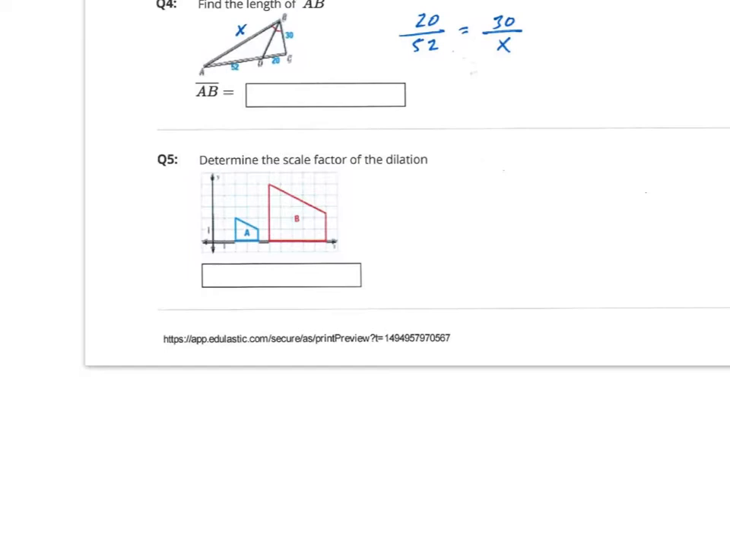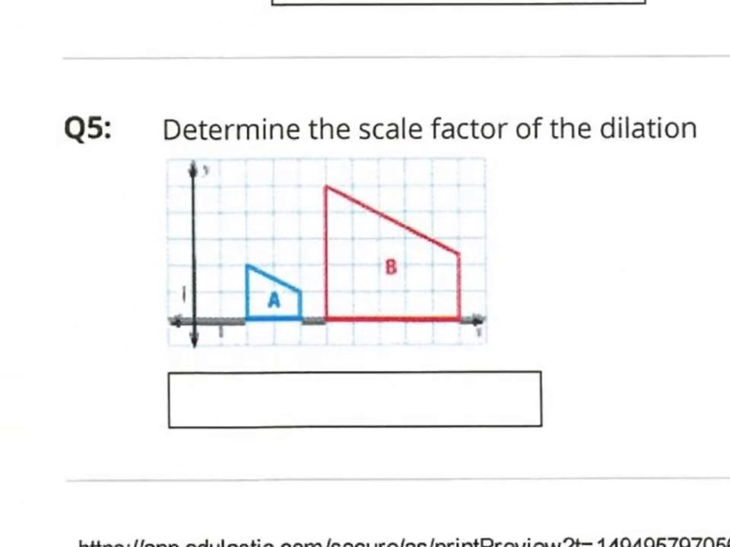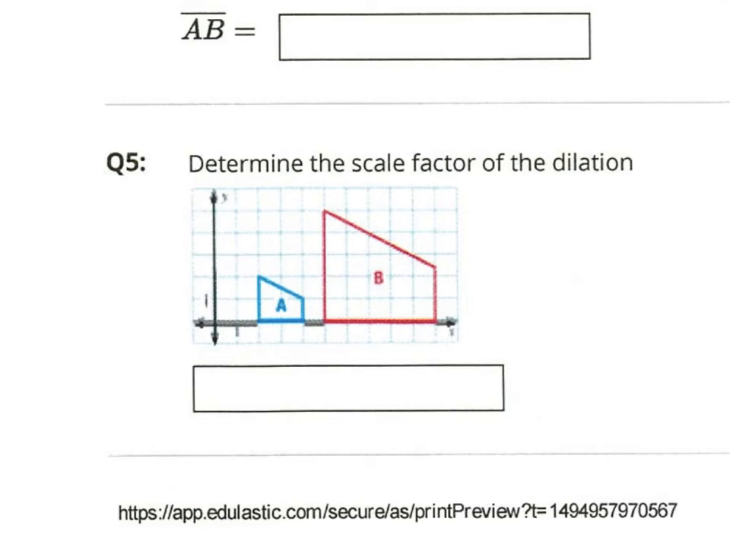Question 5 and 6. 6 is on the next slide, but they want us to determine a scale factor for this dilation. So we're going from A to B, so it's enlarging. All you got to do is take a side and say, okay, this is 2 units long, and this one is 1, 2, 3, 4, 5 units long. So you just set up a fraction for how much bigger this is over this.